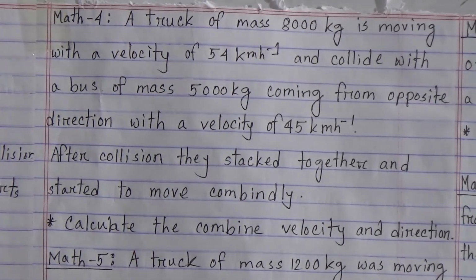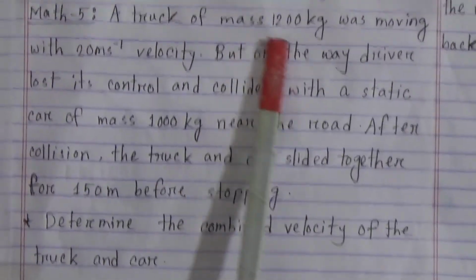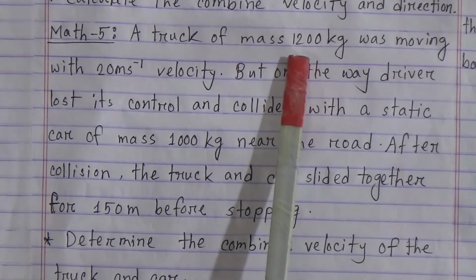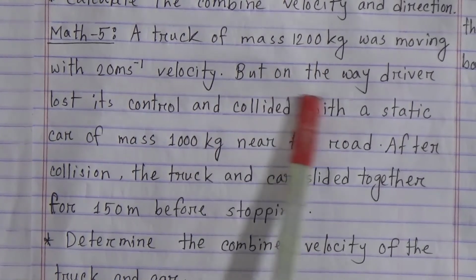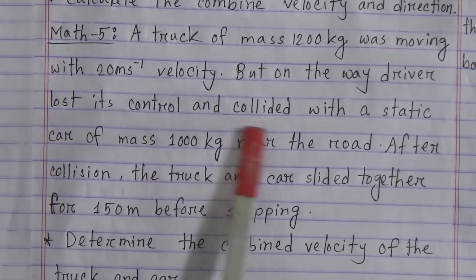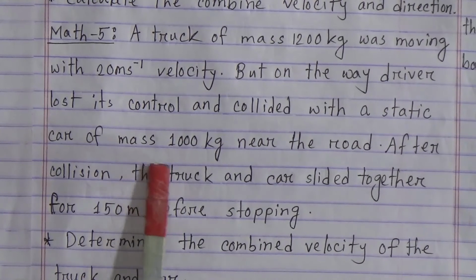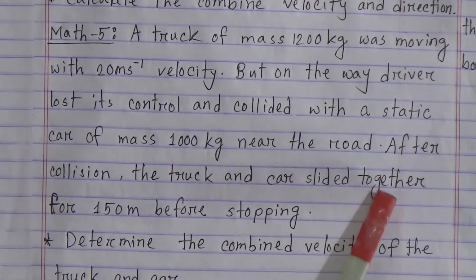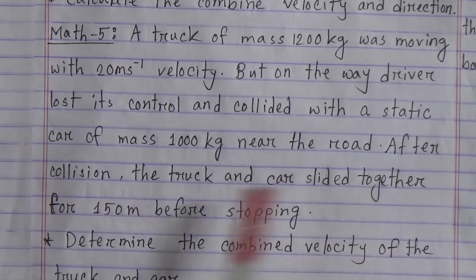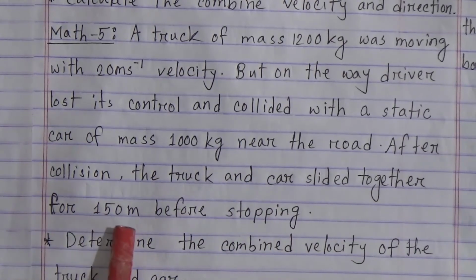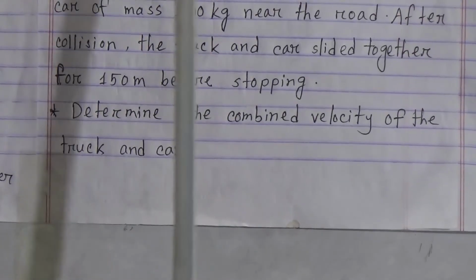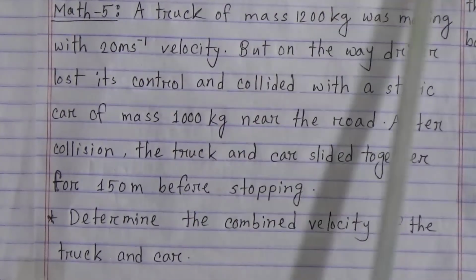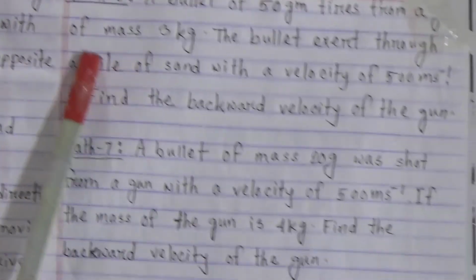Mathematics problem number 5. A truck of mass 1200 kg was moving with 20 meter per second velocity, but on the way the driver lost control and collided with a static car of mass 1000 kg near the road. After collision, the truck and car slid together for 150 meter before stopping. Determine the combined velocity of the truck and the car. My dear students, this problem and the previous problem are the same.